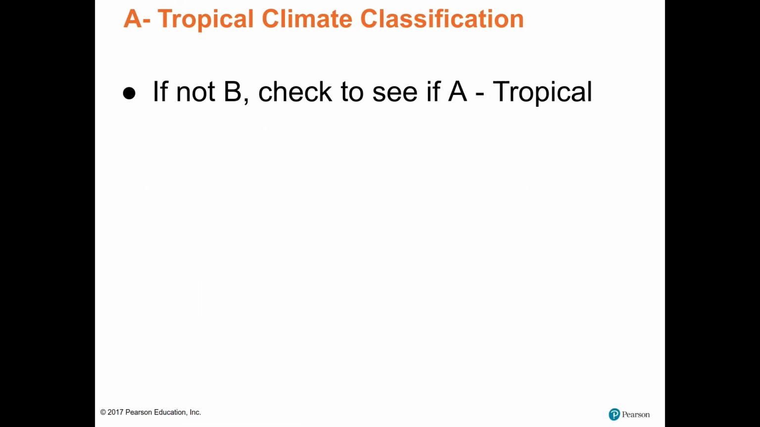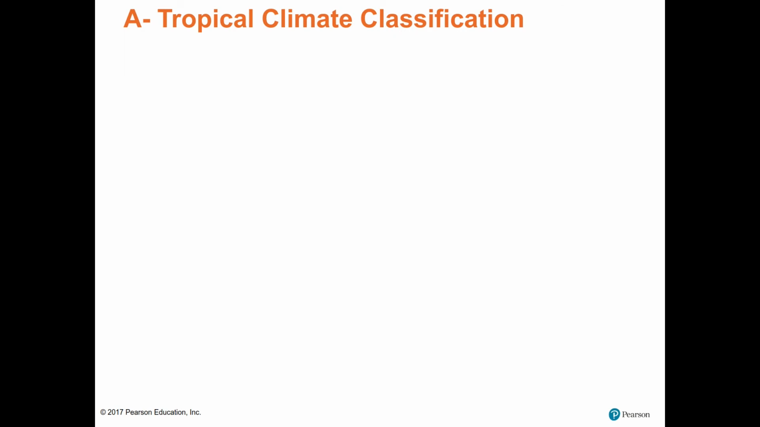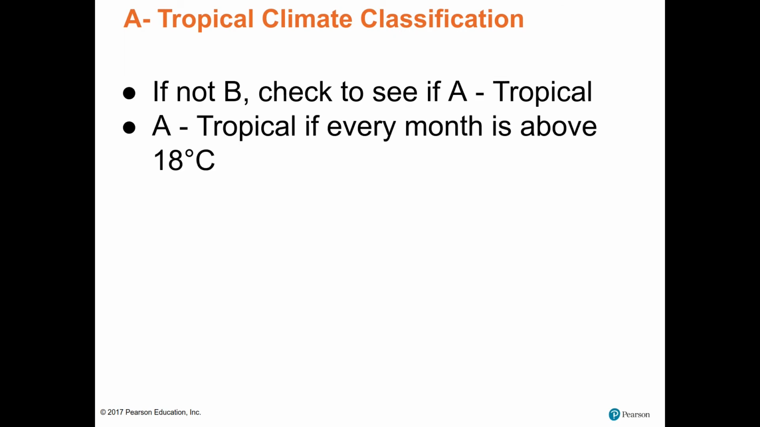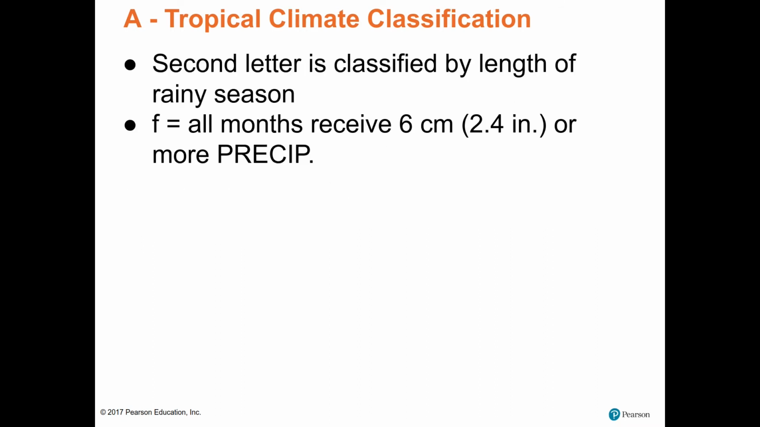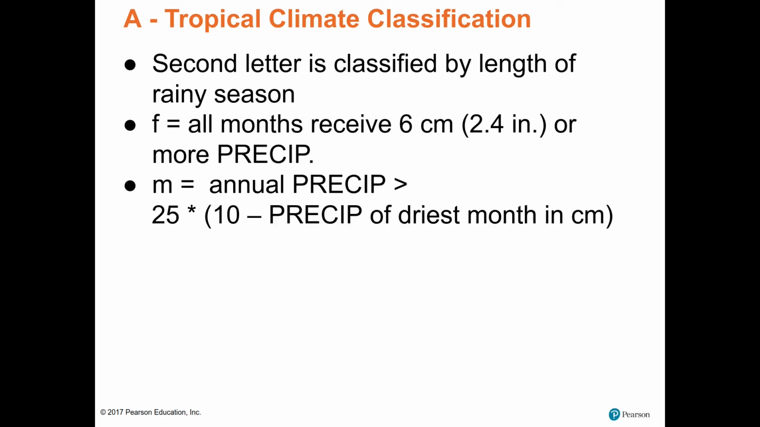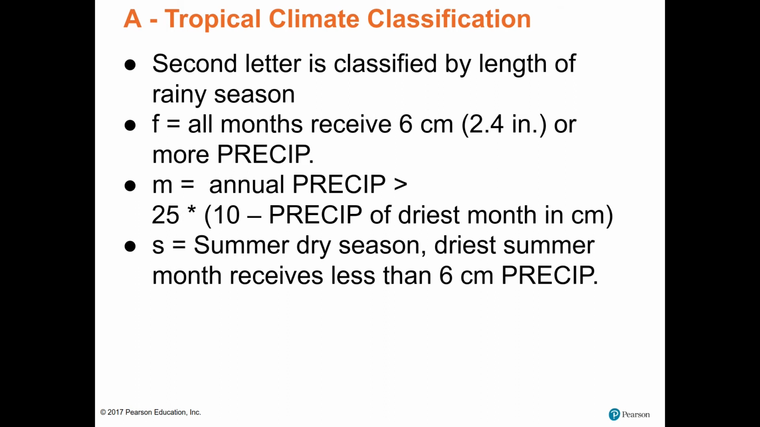If it's not a dry climate, then you check to see, is it a tropical climate? Every month over 18, congrats, you're a tropical climate. Second letter is the length of the rainy season. F, if all months get more than 6 centimeters rainfall. M, if the annual precip is greater than 25 times 10 minus the precip of the driest month in centimeters. Like I said, we'll do an example of that in a minute.